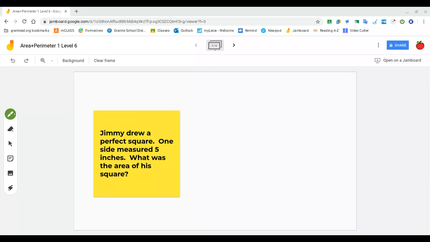Hello, welcome to Area and Perimeter, Unit 1, and this is Level 6, so we're going to be looking at some word problems and identifying key words.